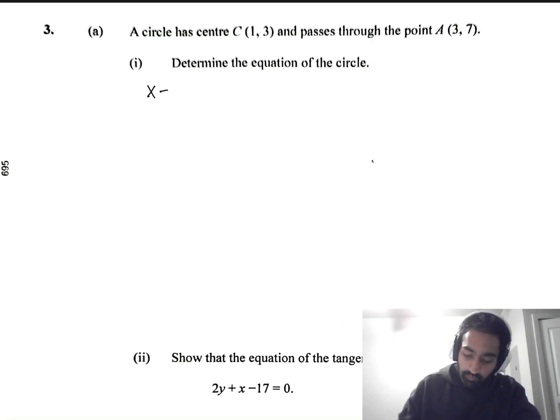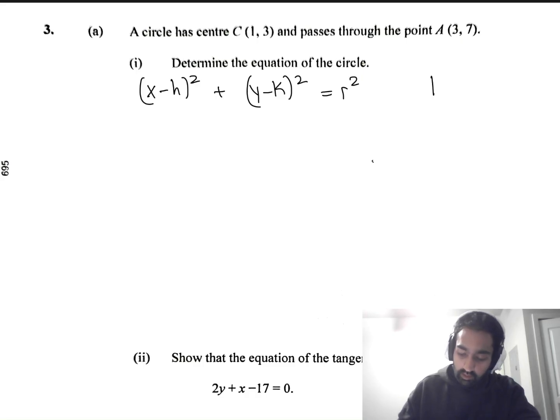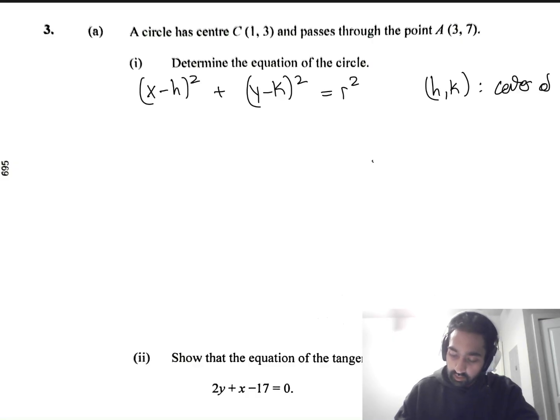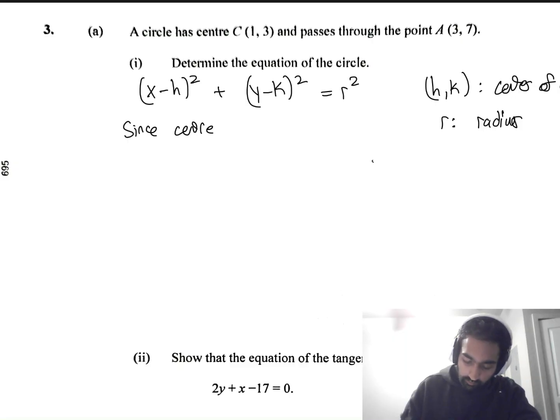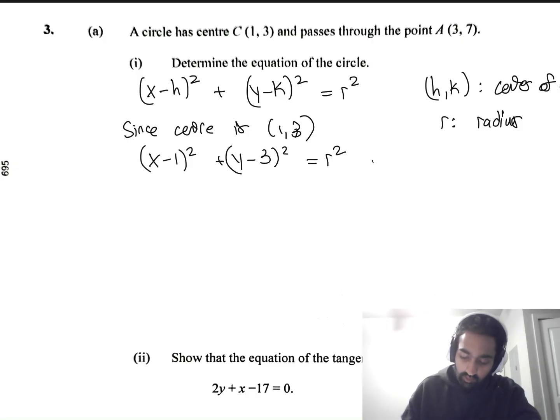circle is. So that looks like this: (x minus h) squared plus (y minus k) squared is equal to r squared, where h and k is the center of the circle, and then r is the radius. So here, they set the center as (1, 3). So I can just put that in for my center. So I got (x minus 1) squared plus (y minus 3) squared is equal to r squared.